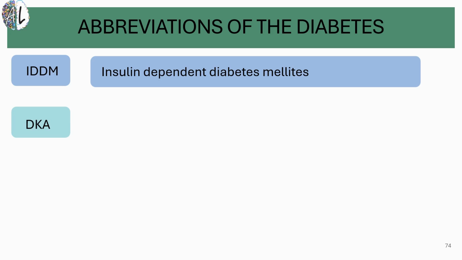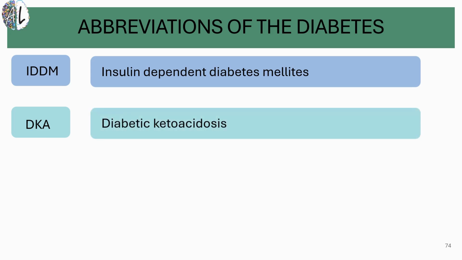Up next is DKA. See if you can see what that refers to. Okay, DKA stands for diabetic ketoacidosis. This is what happens when your blood sugar gets too high. This will put you into a coma and potentially kill you because your blood sugars do get too high. But we refer to that as DKA or diabetic ketoacidosis.